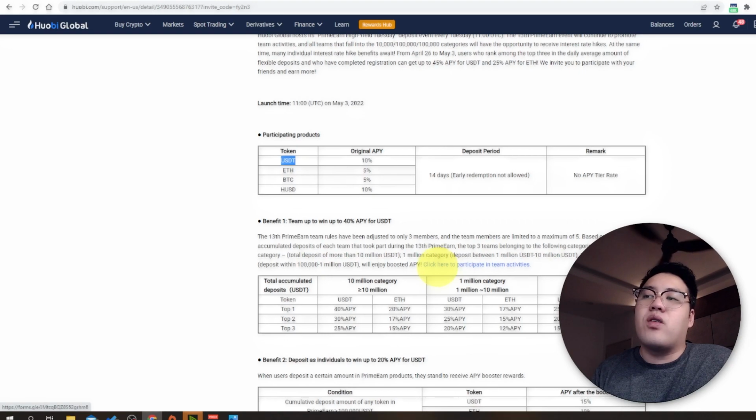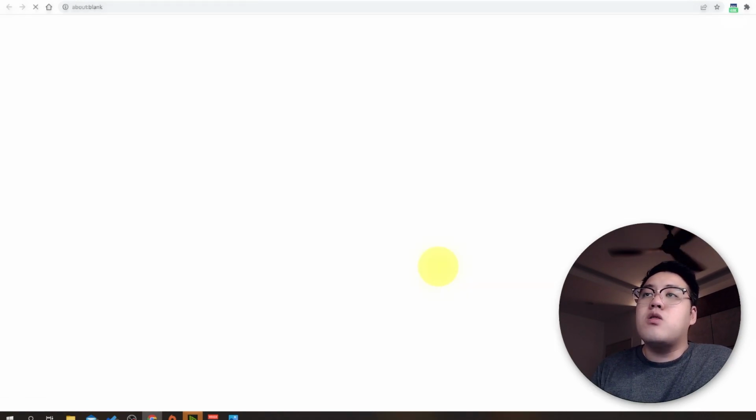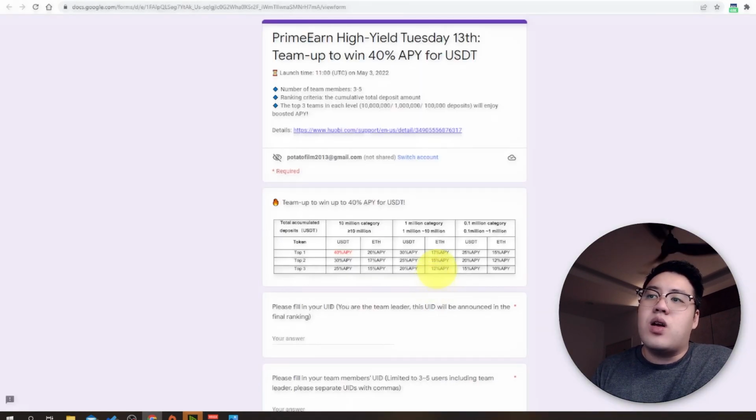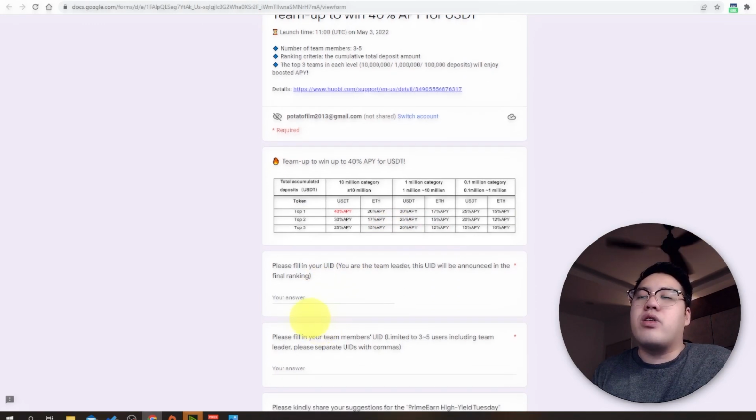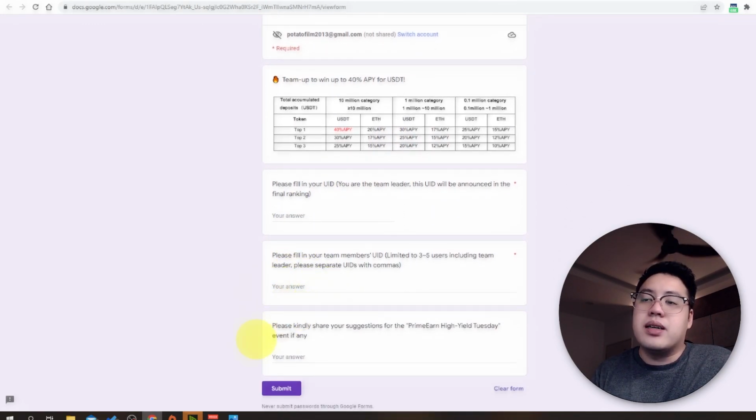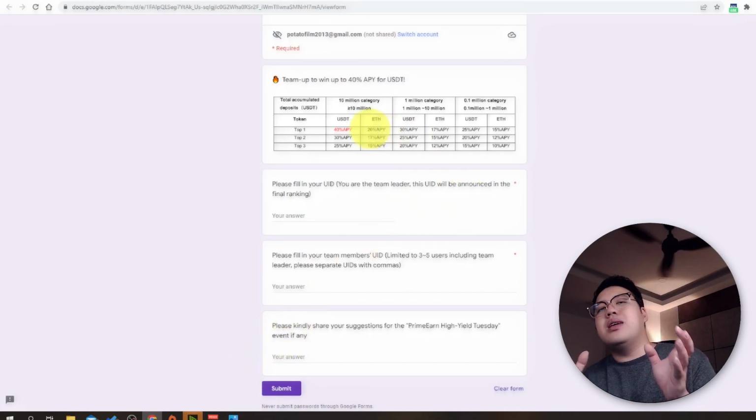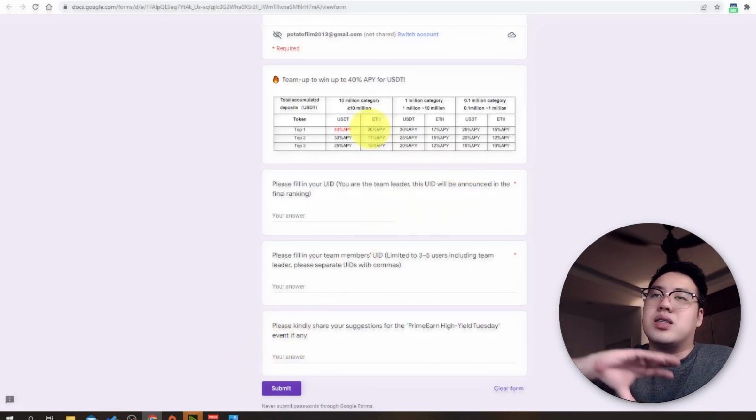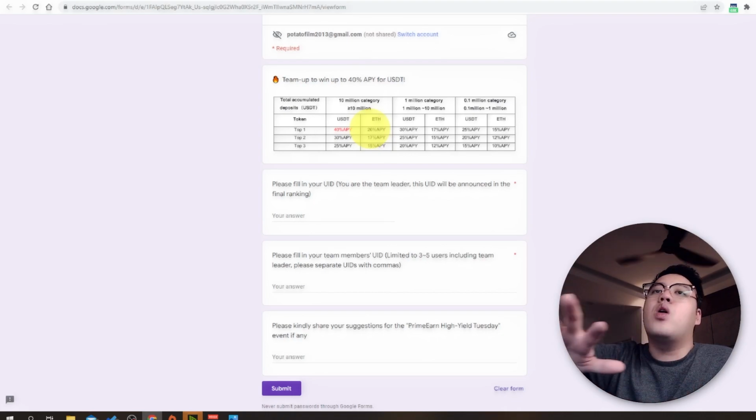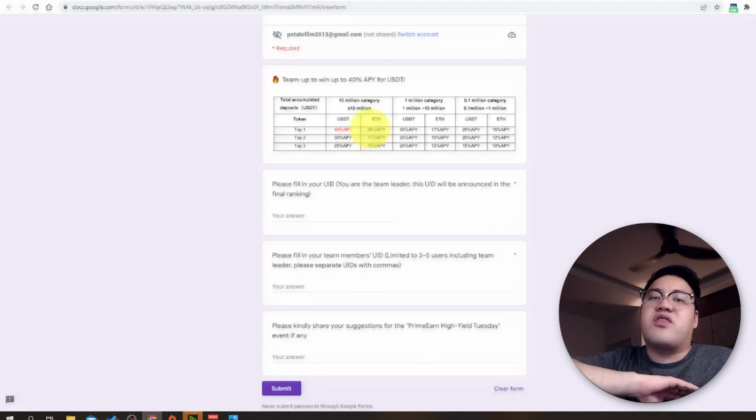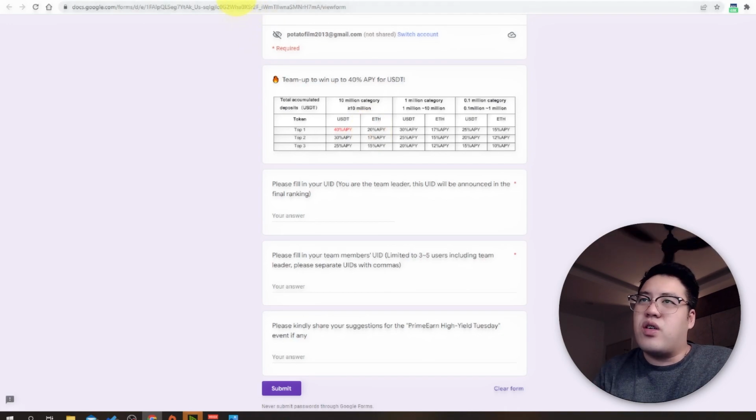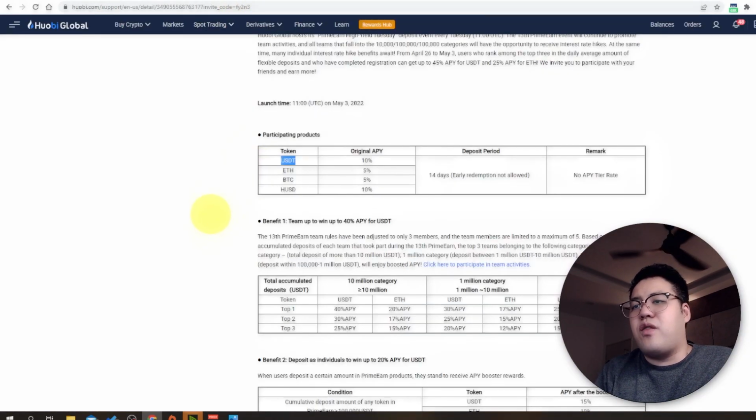So we can see, in order for you to join this, you just click here to participate in the team activities, whereby you just fill up all your friends' UID and your team leader UID, then click submit, and you will be good to go. This Google Sheet will actually do the systematic work for you, whereby they will know which team you are, which friends you have, and so on and so forth. So yeah, it's very straightforward actually.